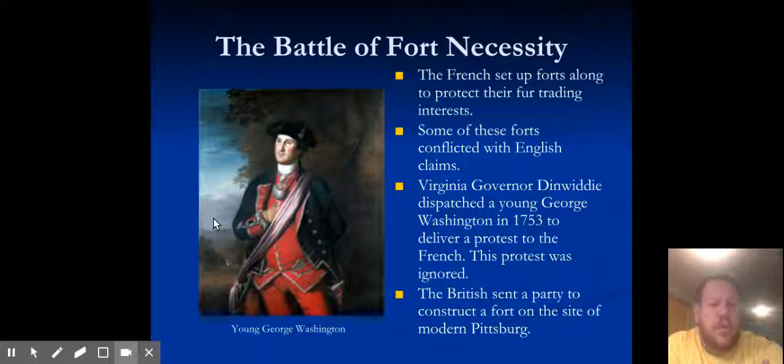And so he goes to deliver this protest to the French. They bring this protest saying, hey, you guys got to get off this land. It's not yours. We lay claim to this. The French say, bye-bye, go away, and it's ignored. So the British sent a party, actual redcoats, to make a big fort on the site of modern Pittsburgh. So look where Pittsburgh is today in Ohio. And so this is where we're going to start seeing this first conflict.